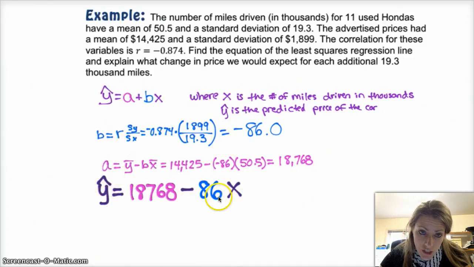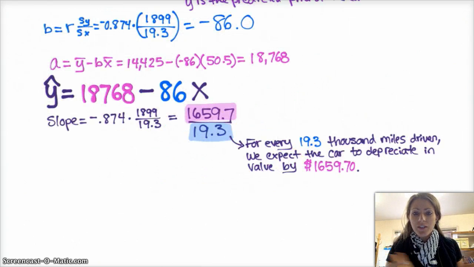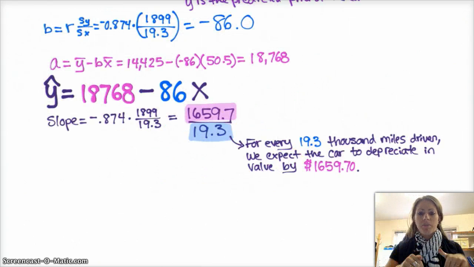Now the interpretation is a little bit more challenging, but they're asking for each additional 19.3 thousand miles, so here's your 19.3. Here's your interpretation. For every 19.3 thousand miles driven, we expect the car to depreciate by 1650.